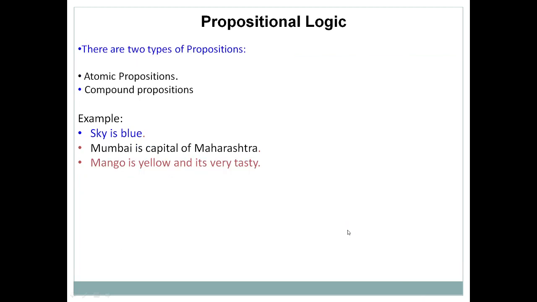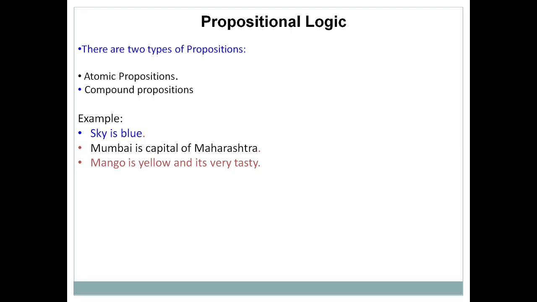So now we discuss the classification of these propositions. Propositions are of two types. One is an atomic proposition and the second is a compound proposition. So what do we mean by atomic proposition? Atomic proposition means a simple, single statement.